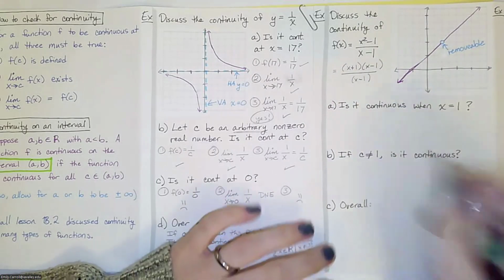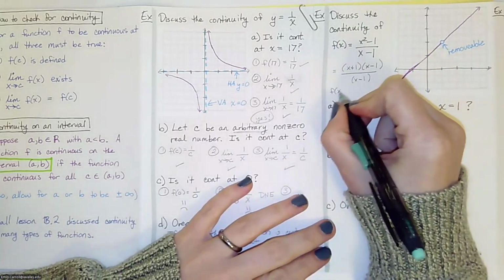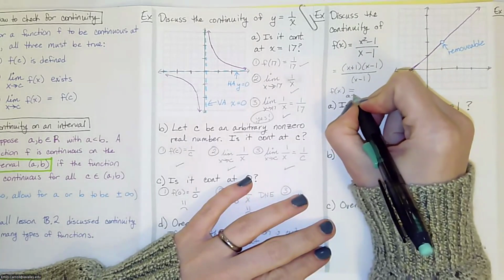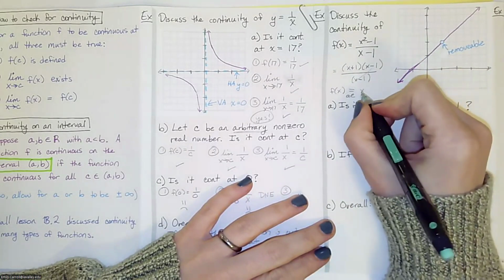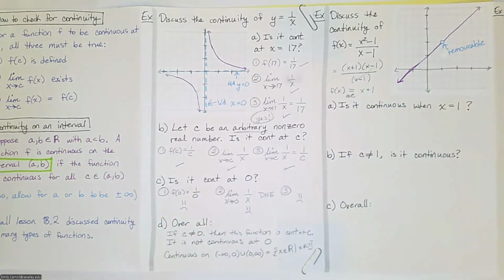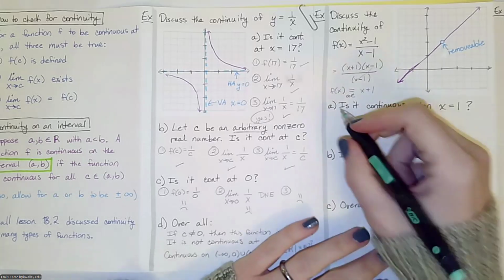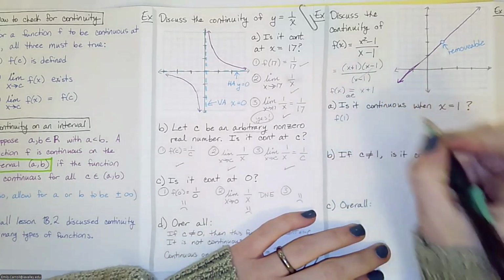Okay, so f of x is almost everywhere equal to x plus 1. It's not quite equal to x plus 1 because those two things are going to disagree when x is equal to 1, right? They're not literally the same function, but these two functions are equal everywhere except for 1. Okay, so there's the big question. Are we continuous when x equals 1? No, because f of 1 is not defined.